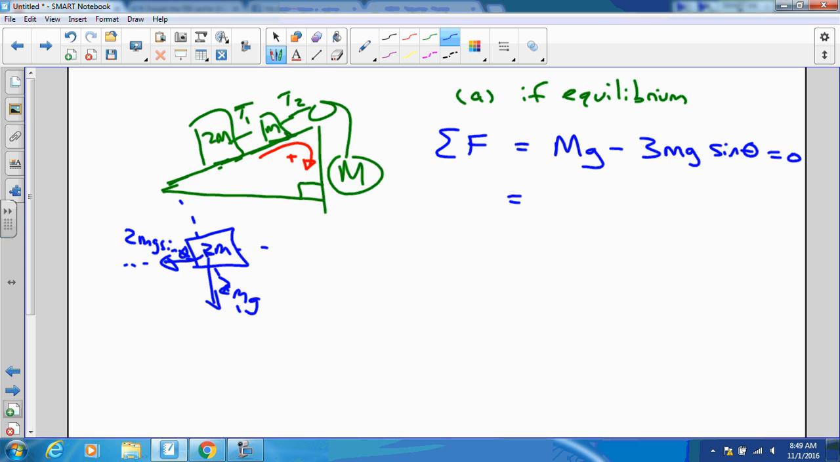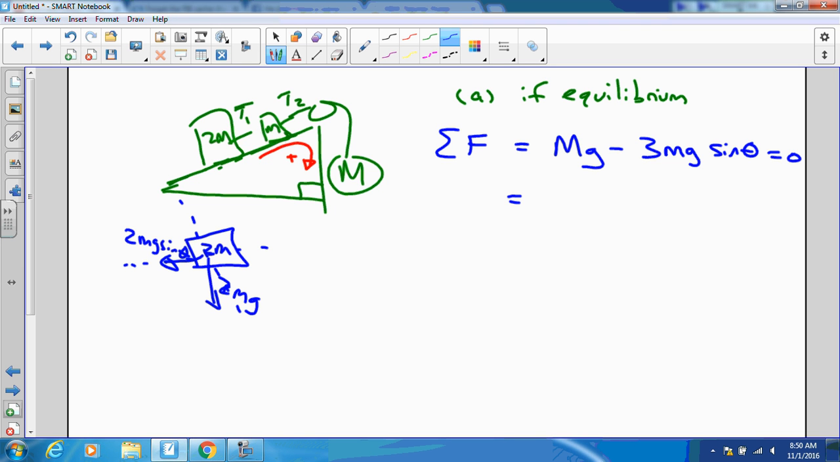What about y? Is our system accelerating in the y direction? No. All right then, let's leave it alone. When we have to consider friction, we'll come back to that question. But for now, frictionless plane, equilibrium, there it is.